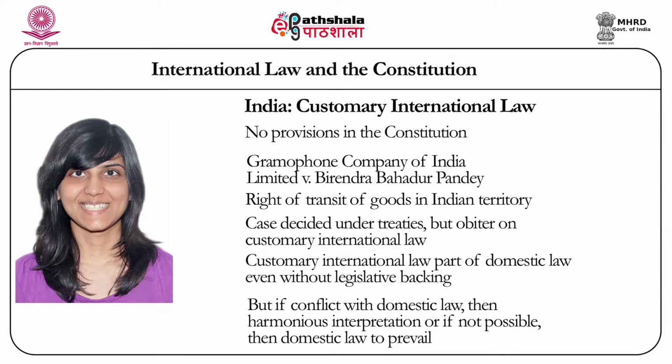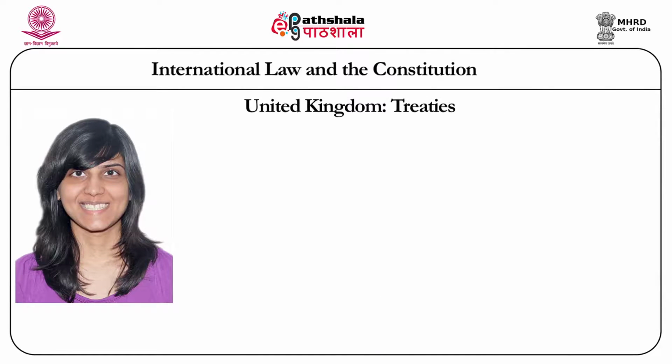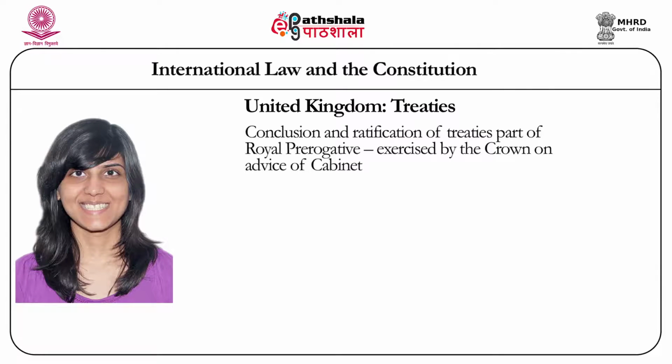Now, let's move on to the position of law in the United Kingdom. Under English law, the conclusion and ratification of treaties is within the prerogative of the Crown. The royal prerogative is the body of customary authority and privilege that is vested in the sovereign alone. While these powers were originally exercised by the monarch, acting alone, for the past few centuries they have been exercised by the monarch on the advice of the cabinet.